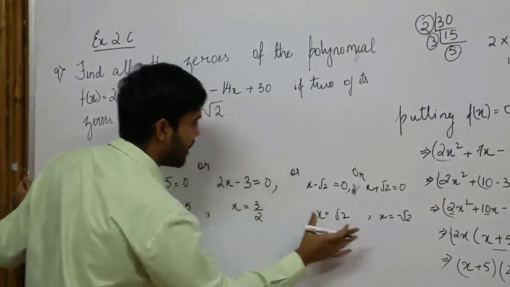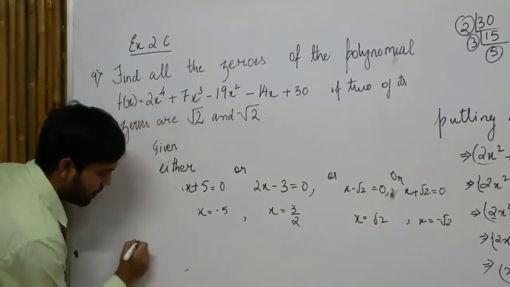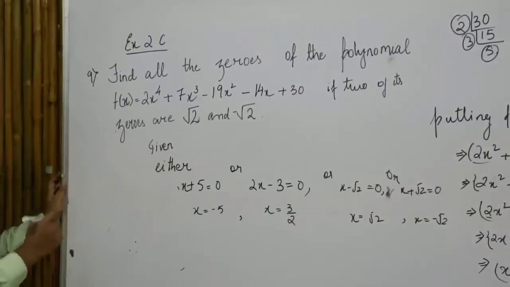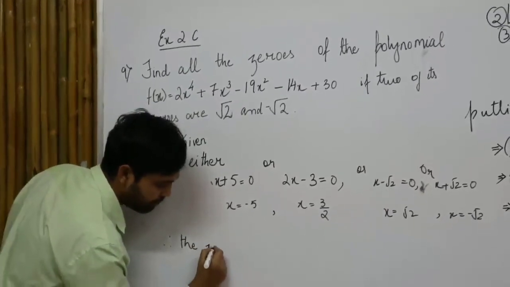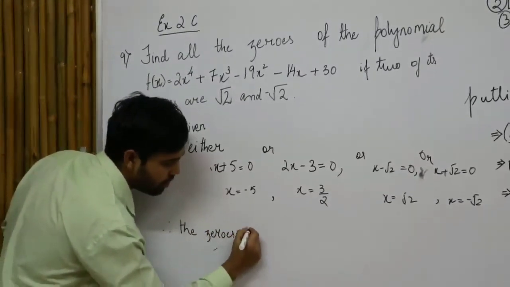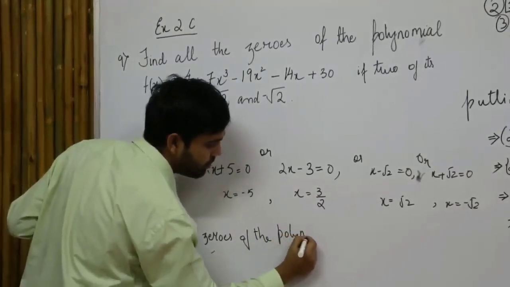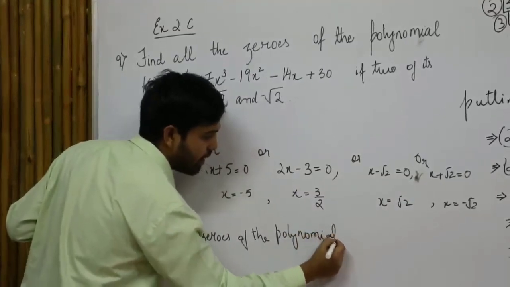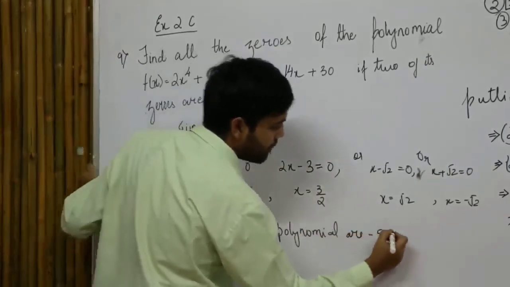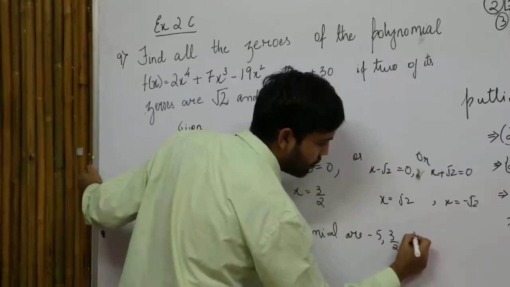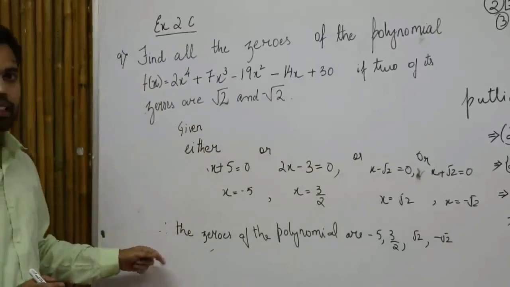Now as I told you, these values are already given to me. My intention was to find the other two values. Therefore I have to find all the zeros. The zeros of the polynomial are: I have minus 5, then I have 3 by 2, and then root 2 and minus root 2. So these are the zeros that I need.